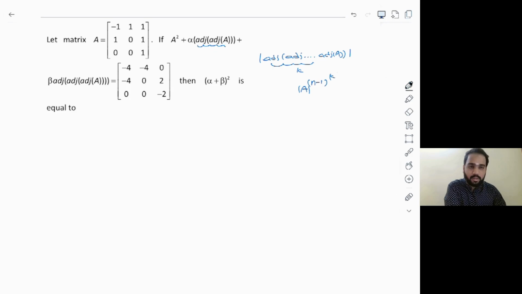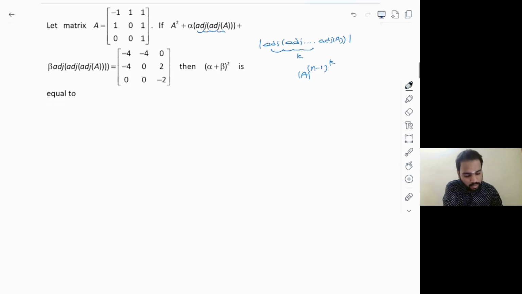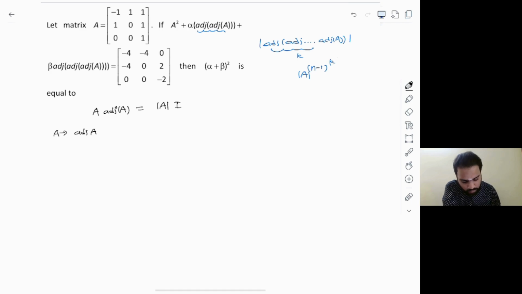Very important for JEE Advanced also. Okay, so let us try to look at that. The one property which you will be learning is A into adjoint A. This is a basic formula: A into adjoint of A is equal to det A into I. This is your property. Now in this you will replace A with adjoint of A. If you do that, what you get, observe carefully: adjoint of A multiplied by adjoint of adjoint A. In the above formula, we are replacing A with adjoint of A. And this is what you are going to get.